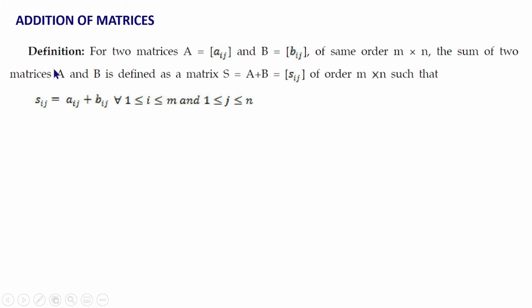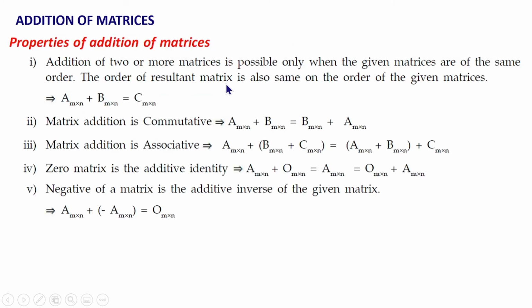Coming to the next algebra of matrices, which is addition of matrices. For two matrices A equal to Aij and B equal to Bij of the same order m by n, the sum of two matrices A and B is defined as the matrix S given by A plus B equal to Sij of order m by n, such that Sij equal to Aij plus Bij. That is, we have to add each element of A with the corresponding element of B to obtain the matrix S.